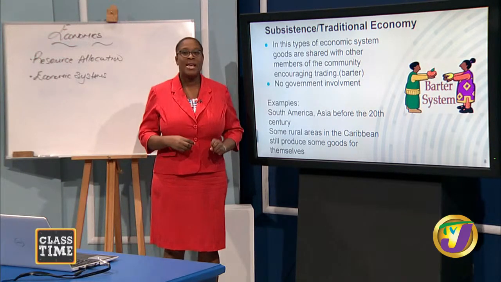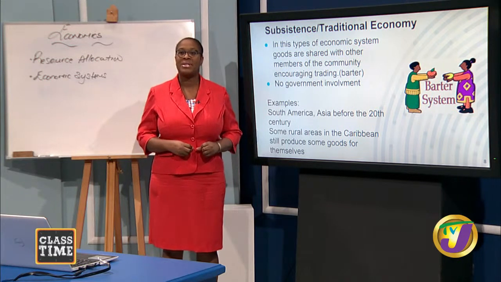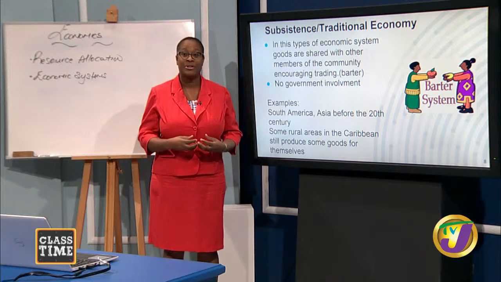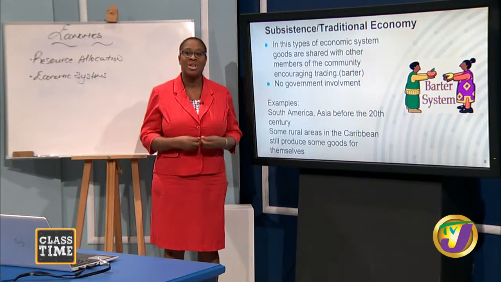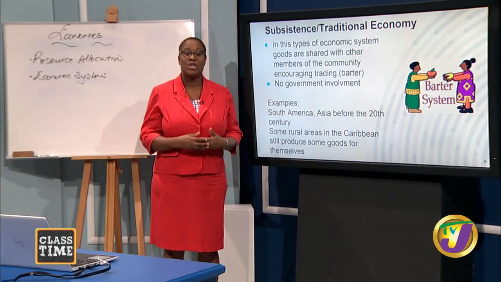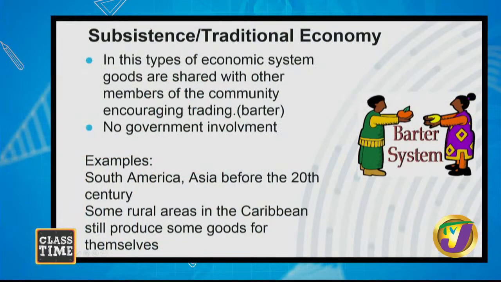So in this type of economic system, we'll find that goods are shared among members of the community, and it encouraged what we call trading. So once they had a surplus of the goods and services that they produce.